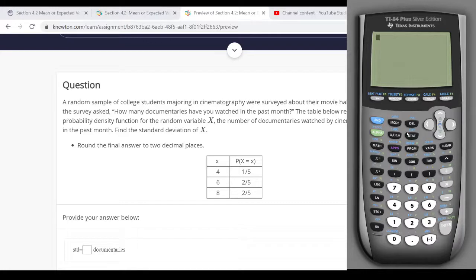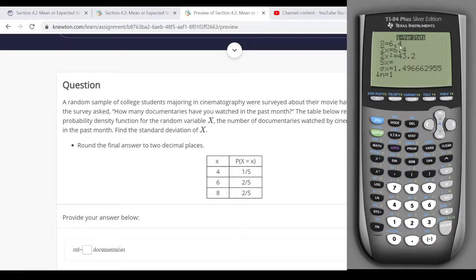Let's get out of here and again do stat, calc, one variable stats, list 1, list 2, all that. See, the standard deviation went from being 3.61 to 1.5, right, if I round that to the nearest hundredth. So definitely less, right? Less spread.